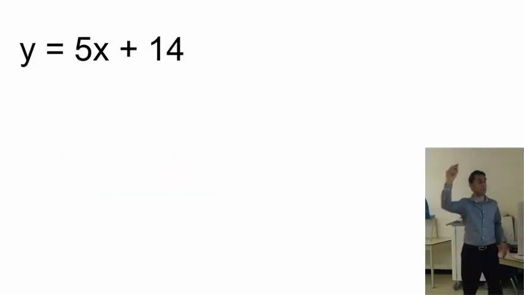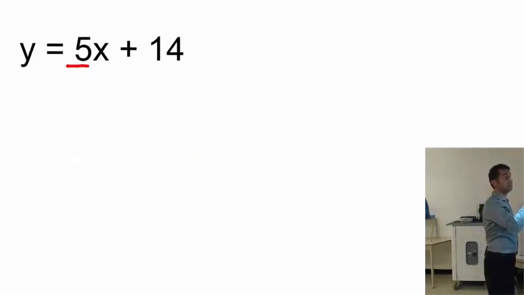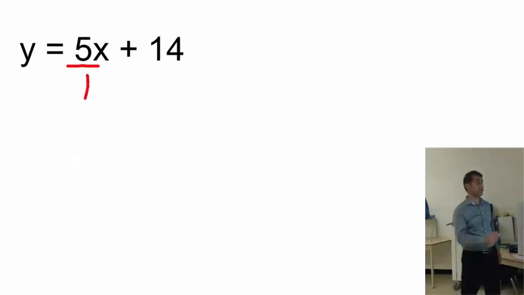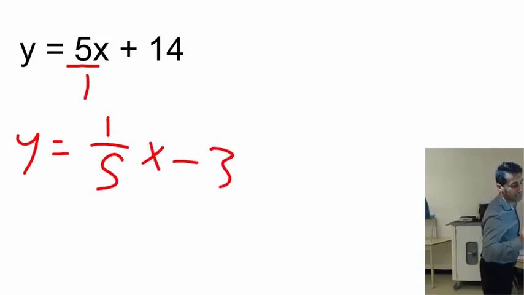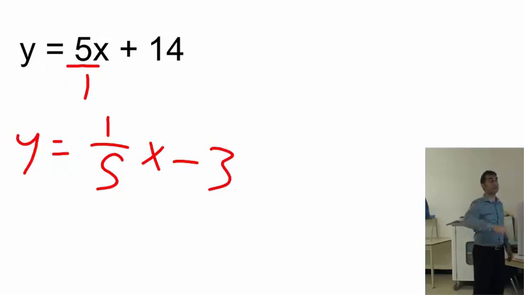Do I have another example? All right, so again, there is no fraction. Let's make it a fraction. y equals 1 over 5x minus 3. It will work.